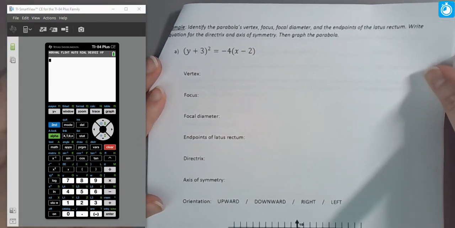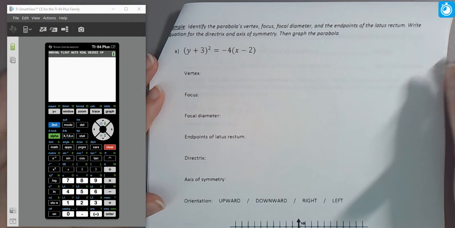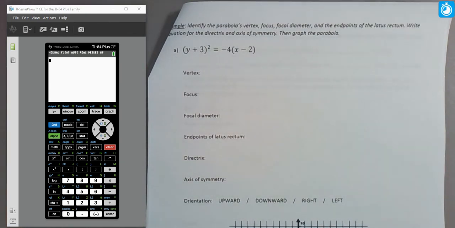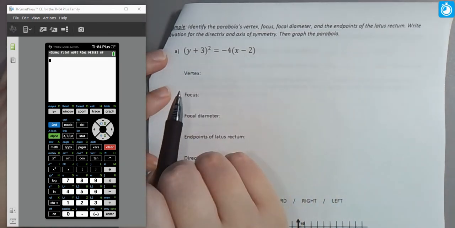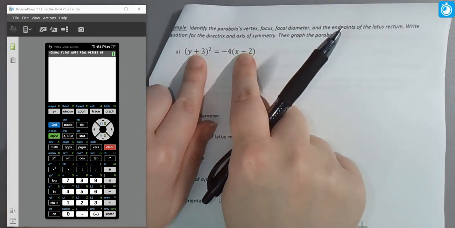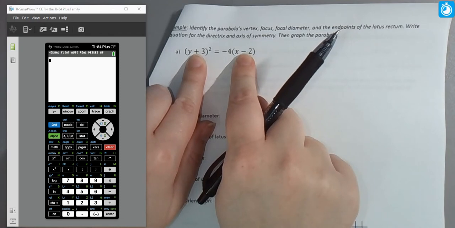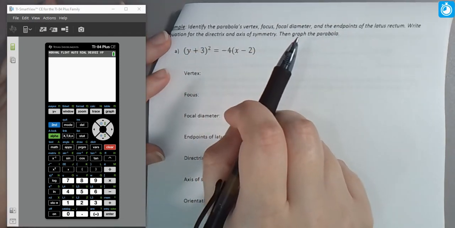Okay, so same directions. We want to identify the same key features: the vertex, the focus, the focal diameter, and then those endpoints of the latus rectum so that we can get an accurate graph. And then we'll find our directrix, our axis of symmetry, and we will graph. Okay, so number one, we are no longer centered at the origin. As soon as we have numbers added and subtracted from x and y, we've shifted our vertex.